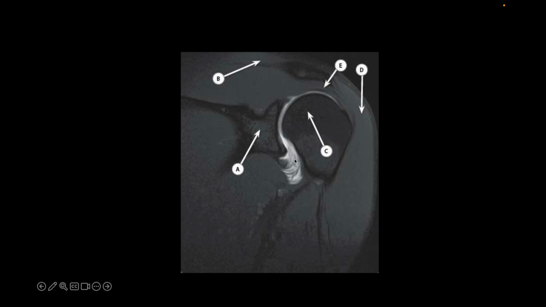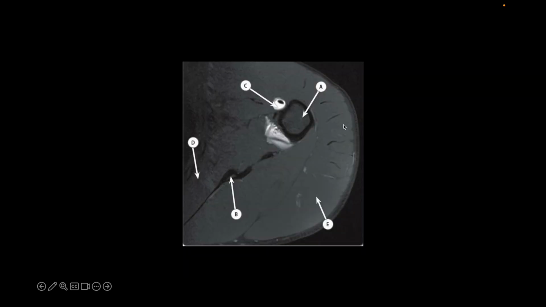This is another arthrogram. You can see that they've given contrast and the joint is distended. Again, let's go through it quickly. Glenoid, humeral head. B is the trapezius muscle, and actually this is quite good because this would be your supraspinatus muscle, supraspinatus tendon, which is E, attaching to the greater tuberosity, but actually above it is the superficial muscle of the upper back, and that would be your trapezius, and then D would be your deltoid muscle, which is the most superficial muscle of the shoulder.